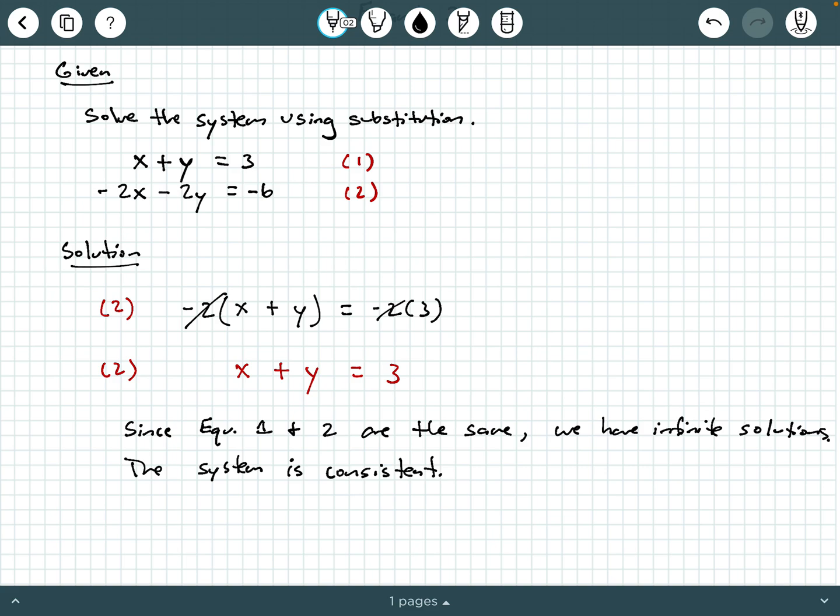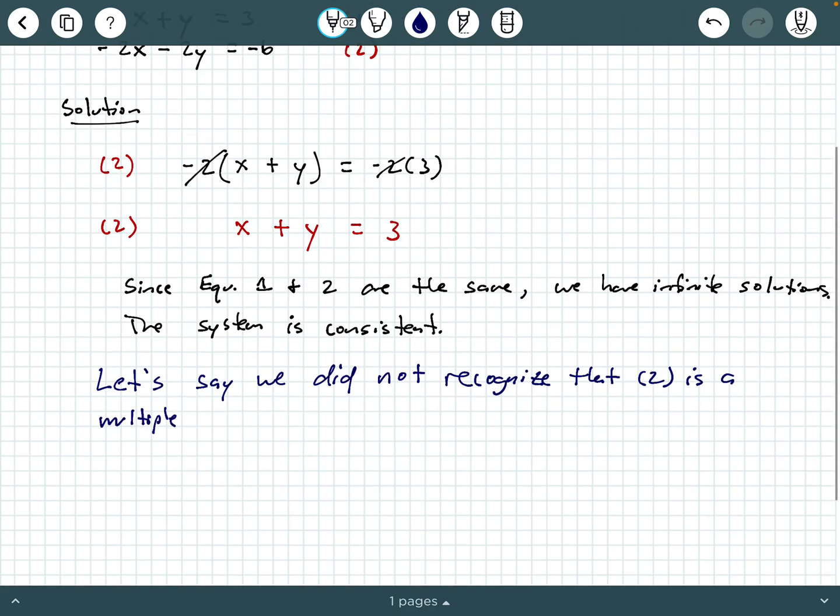Now, that's good enough to be your final answer. However, if you don't recognize this, okay, let's say that you did not recognize that equation 2 was just a multiple of equation 1. That's okay. It's not the end of the world. If you don't recognize that, then you can just proceed as you would if you didn't recognize that. So let's write that down. Let's say we did not recognize that equation 2 is a multiple of equation 1. That's okay. So let's go back and start with equation 1.